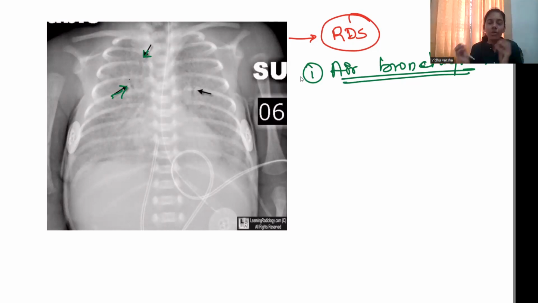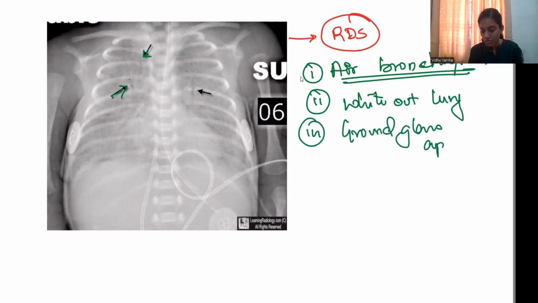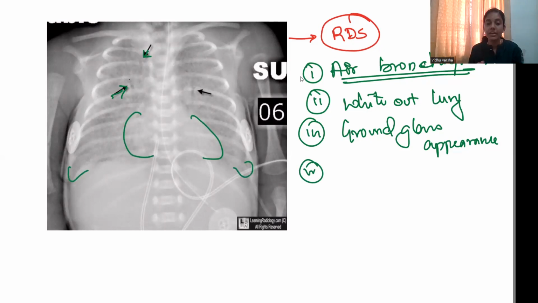So whenever your bronchiole or your bronchi is being obstructed at some place, when the air traverses through the trachea to your bronchi and bronchiole, you can see the passage of the air. That is called as air bronchogram. Second one is your whiteout lung. Third one is your ground glass appearance. Fourth one will be your heart margin and your diaphragm margin will be distorted.